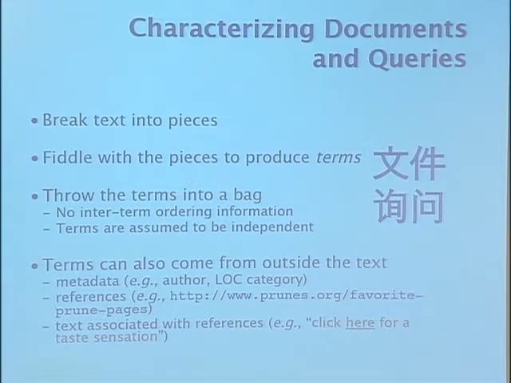So you've got some piece of text. It might be a news article. It might be a tweet. Whatever it is you're trying to be able to search over. You've got this thing. It's got some text. And you need to characterize it. The way that's typically done is you break it into pieces. You fiddle with the pieces. And then you consider those pieces to be your indexing terms. You throw them in a big bag. And that is your characterization. Okay.